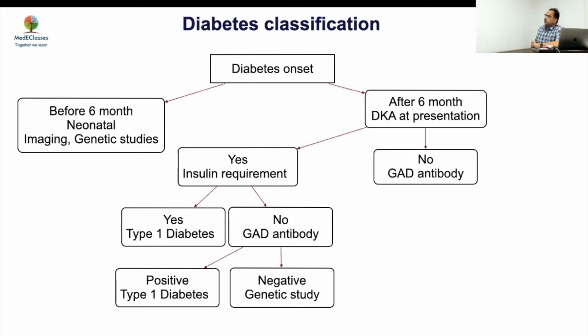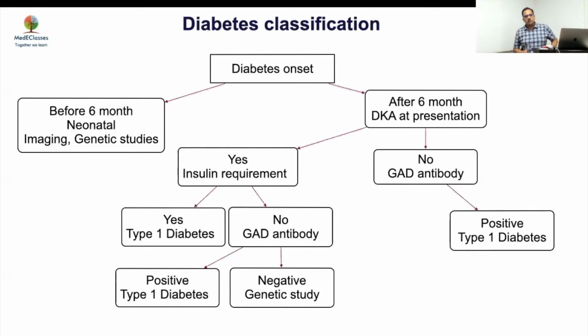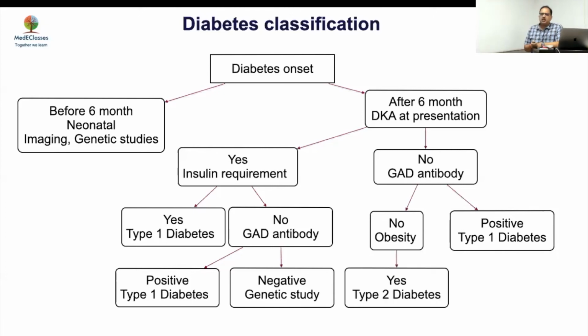Again, if you have got no DKA, again very important. Earlier we used to say, if you are more than 6 months, no DKA, obese, this is type 2. Now things have changed. If you are having an onset after 6 months with no DKA presentation, do a GAD antibody. If the GAD antibody is positive, it is immune or type 1, whatever you want to say. If it's negative, look for obesity. If the obesity is there, it is type 2. If it is not there, do a genetic study.